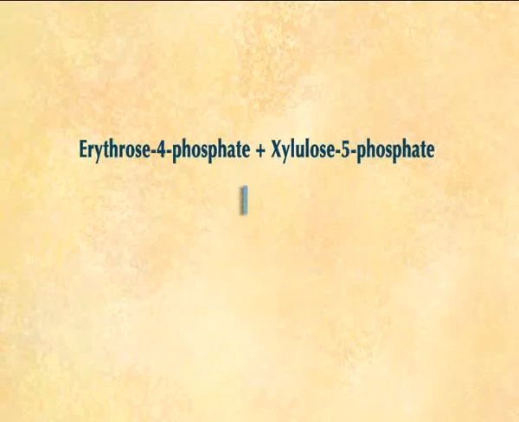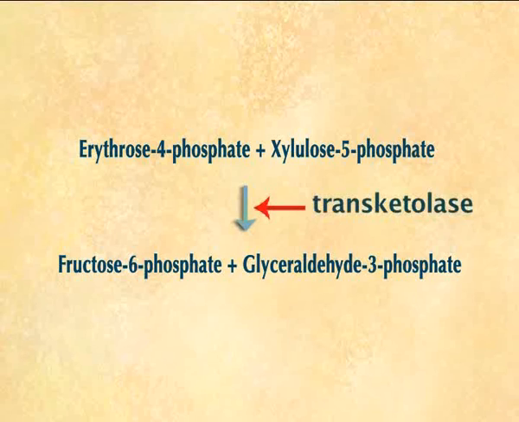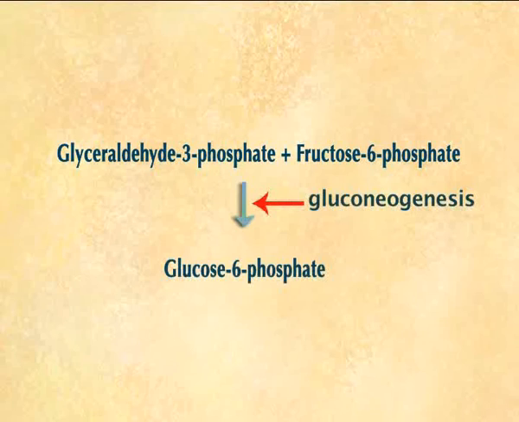Now, erythrose 4-phosphate formed earlier reacts with xylulose 5-phosphate to form fructose 6-phosphate and glyceraldehyde 3-phosphate. The enzyme involved is transketolase again. Finally, glyceraldehyde 3-phosphate and fructose 6-phosphate get converted to glucose 6-phosphate through the enzymes of gluconeogenesis for entry to the pentose phosphate pathway, maximizing the formation of NADPH.